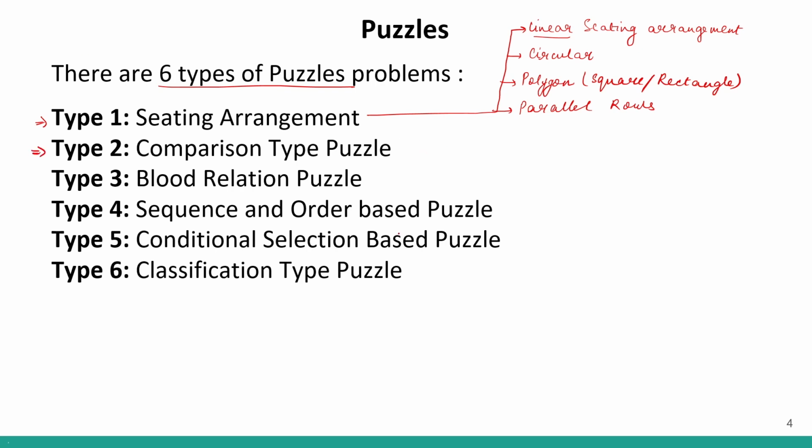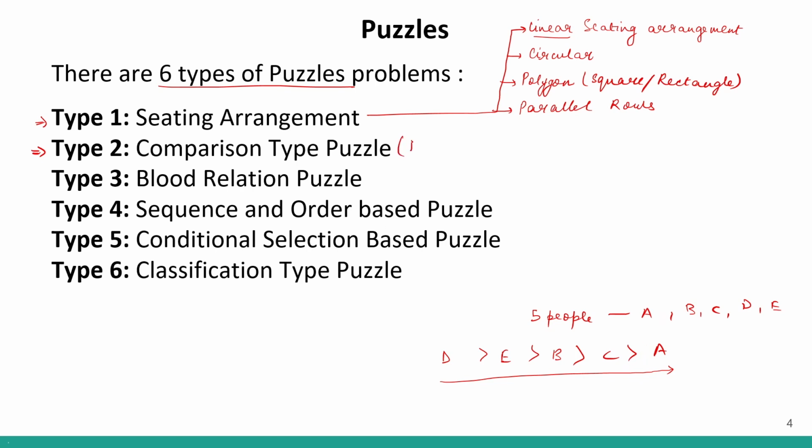Then we have type 2, which is the comparison type puzzle. Comparison type puzzle means, let's say there are 5 people, A, B, C, D and E. It is given to us that D is taller than E, E is taller than B, B is taller than C, and C is taller than A. Now that we have arranged this, this is basically a comparison type puzzle.